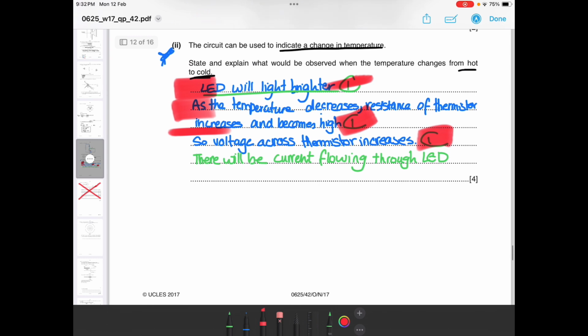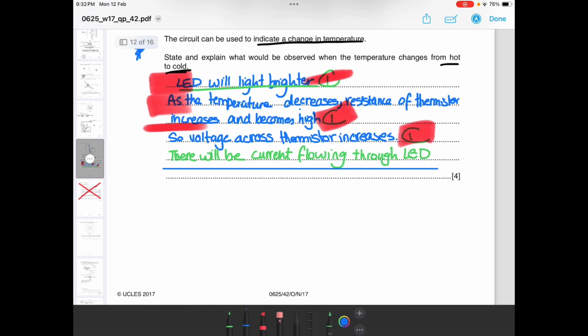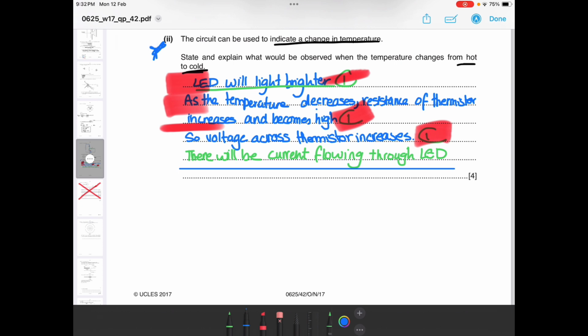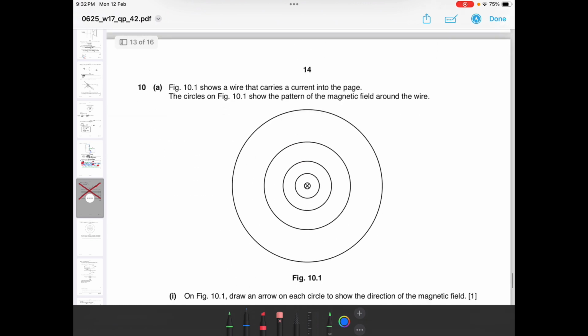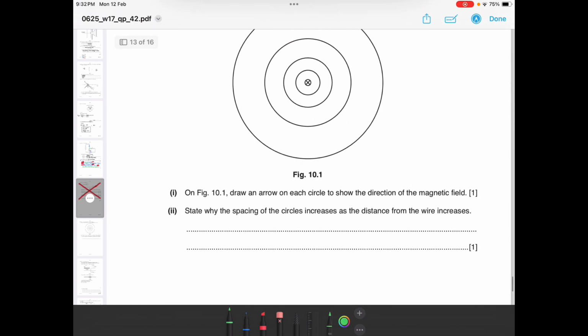Now these 3 points are memorized, okay? But not a lot of people point out this one, okay? This question is cancelled. This is logic gates. Okay, this question.